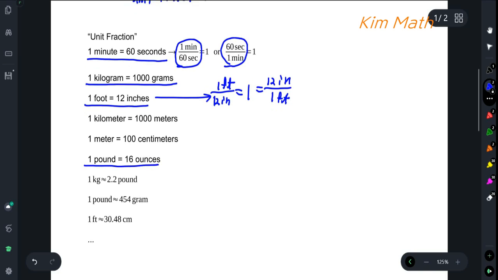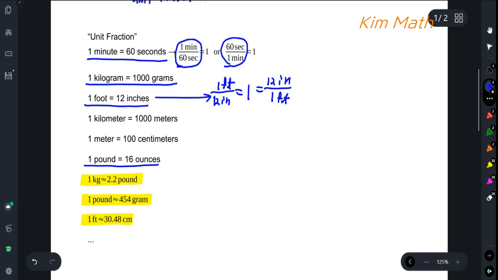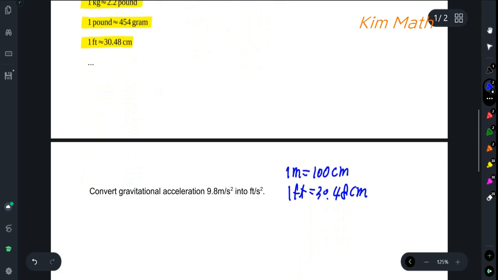1 pound equals 16 ounces. 1 kilogram is 2.2 pounds. 1 pound is 454 grams. 1 foot equals 30.48 centimeters. We can use all of these to convert a lot of different units. Okay, we will solve some example questions.